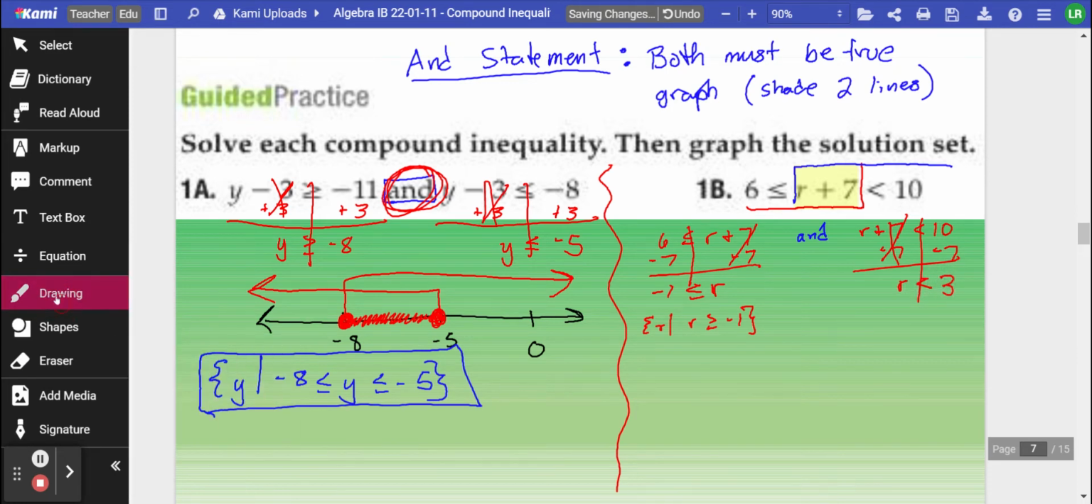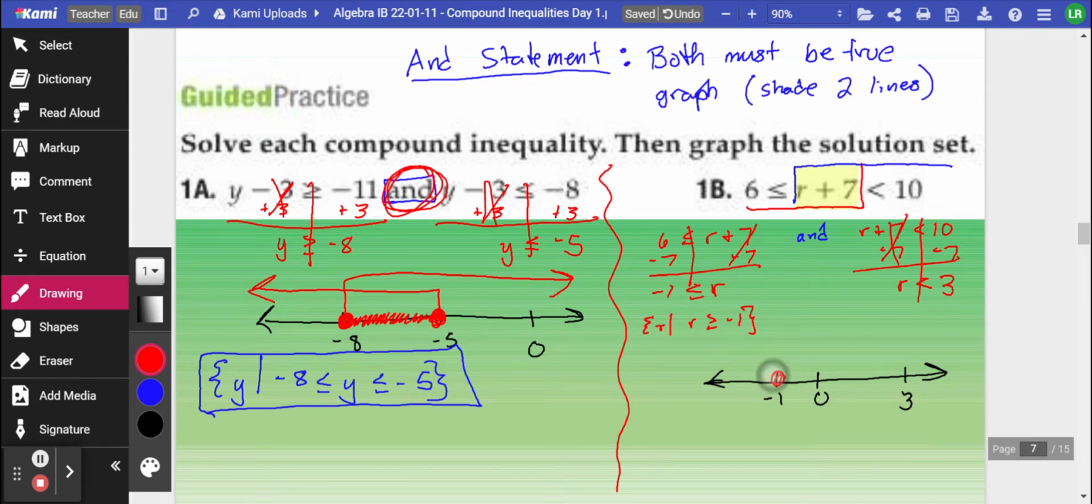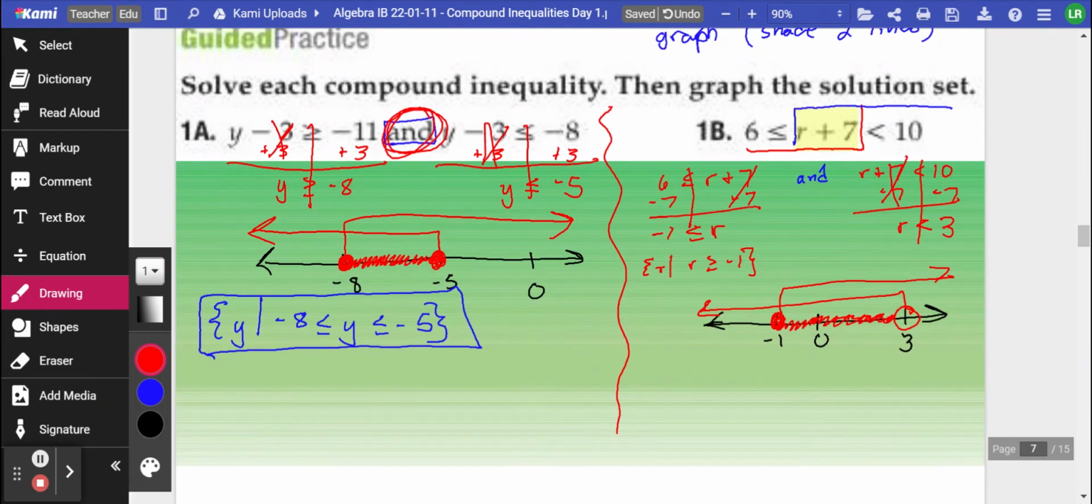So let's put this on a graph. Here's negative 1, here's 0, here's 3. Now, that is a closed dot on negative 1, and that is the right arrow. So that one's going to the right. On the 3, that is an open dot, and that is the left arrow. So it's going to the left. Once again, the two lines overlap in the middle. So this is another middle section, and I will tell you that a lot of our and statements are like this one.